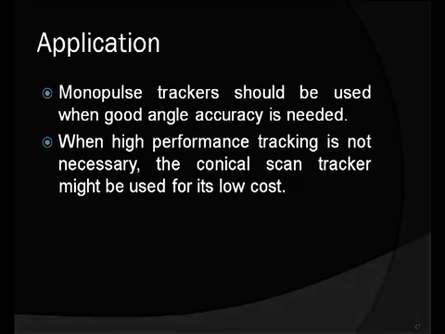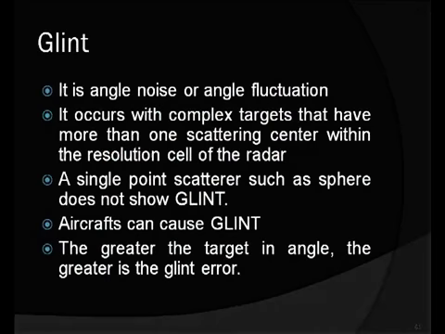The application: monopulse trackers should be used when good angle accuracy is needed. When high performance tracking is not necessary, the conical scan tracker might be used for its low cost. So before we end, let us see what this glint is.